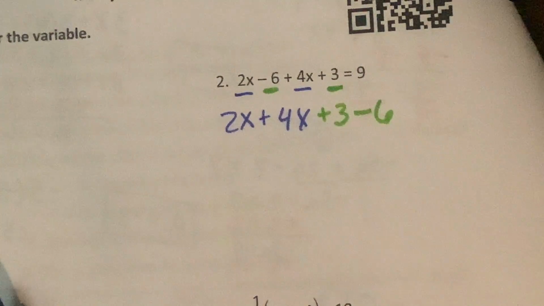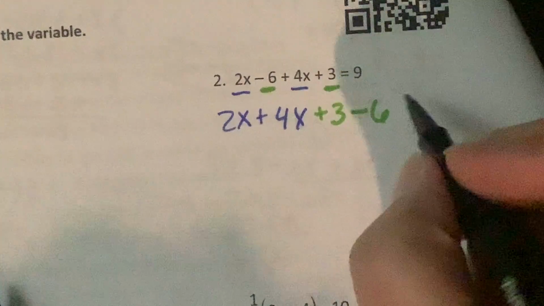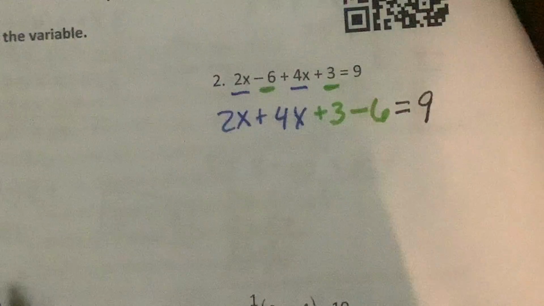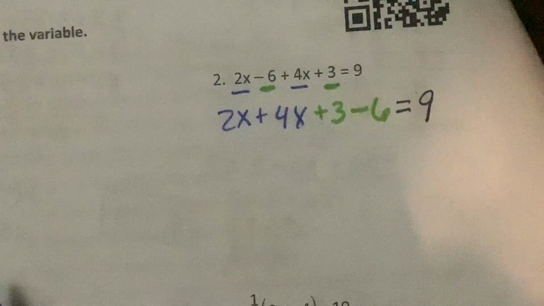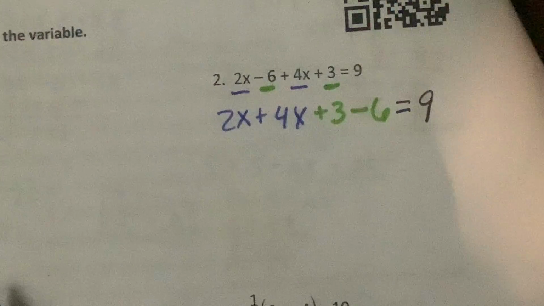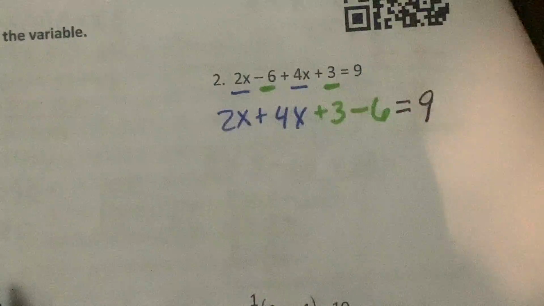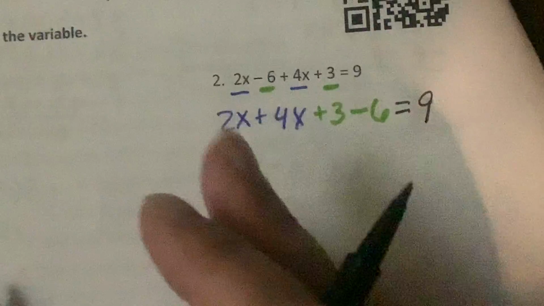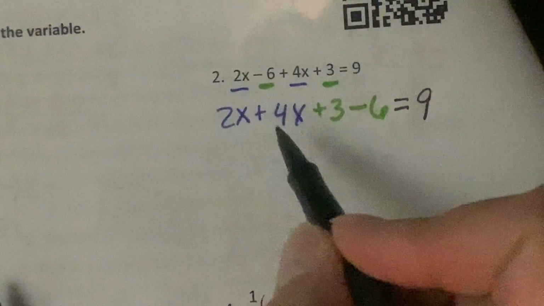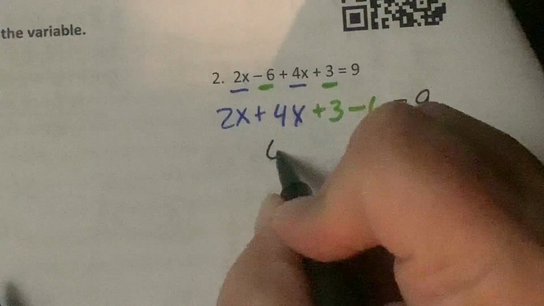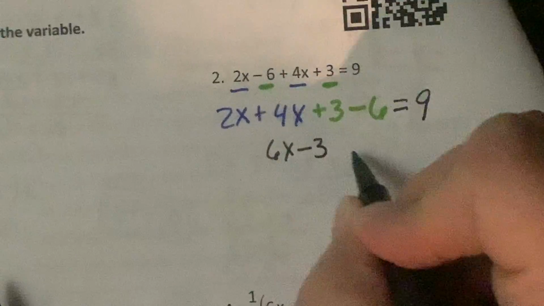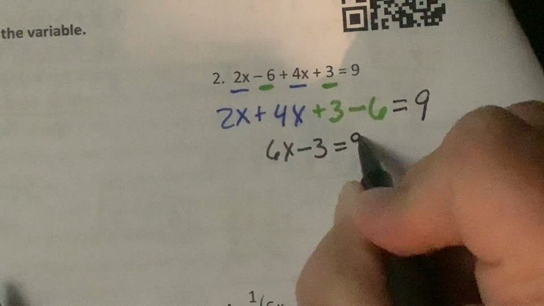Oh, but what about that 9? Well, the other side of the equal sign is 9. You can only combine like terms on the same side of the equal sign. Once you go to the opposite side, you have to do the opposite operation. So as long as I'm on this side of the equal sign, I can just go, oh yeah, 2 plus 4, 6x. 3 minus 6, negative 3. And keep the equals 9.